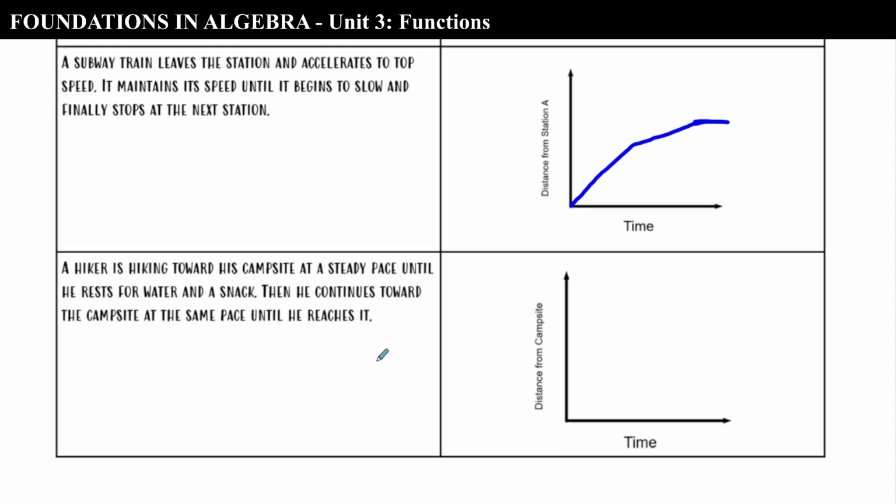And then finally, we have a hiker hiking toward his campsite at a steady pace until he rests for water and a snack. So he's going away from his campsite at a steady pace, stops for water and a snack, and then he continues at the same pace until he reaches the campsite. In fact, I drew this backwards, because if you notice, this is the distance from the campsite. So eventually he's going to reach the campsite. So he's walking toward the campsite, stops for a snack, and then continues walking toward the campsite until he gets there. So the graph should look more like that.